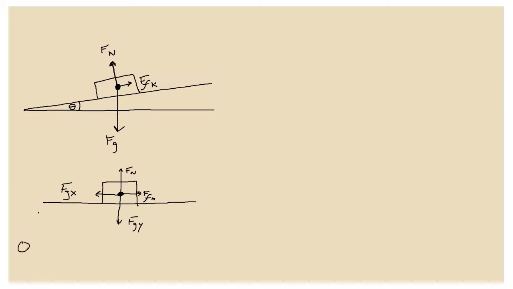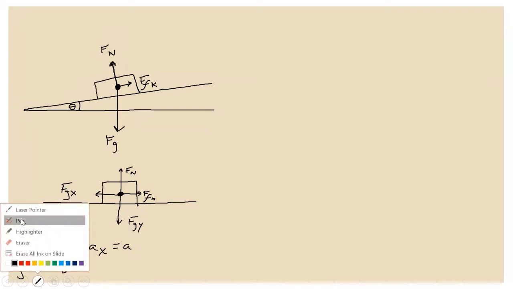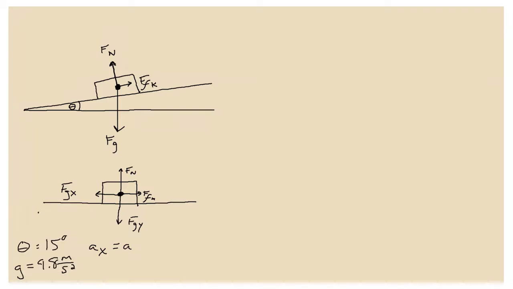The knowns in this problem are not many. We have the angle, which is 15 degrees. Of course, we know g is 9.8 meters per second squared. And they didn't tell us the acceleration directly, but we have to interpret that. Since they told us this thing is moving at a constant speed, the acceleration is equal to 0. So I'm going to put ax equals ay, and label that as 0 meters per second squared.